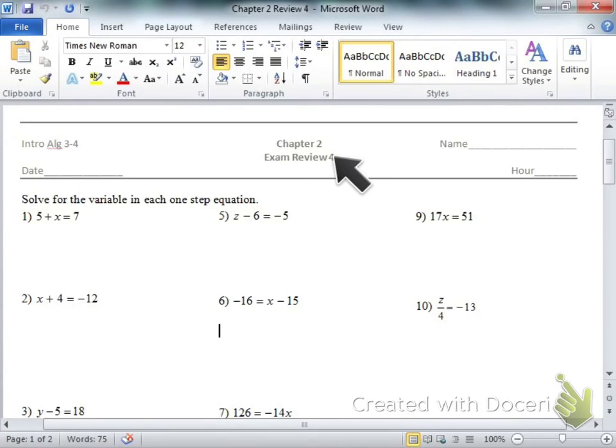So this is a review over Chapter 2. It is the 4th exam review we are working on, so that's why it says Chapter 2 Exam Review 4. So the 4th total review. You had 2 from Chapter 1. This is the second one from Chapter 2 for a total so far of 4.